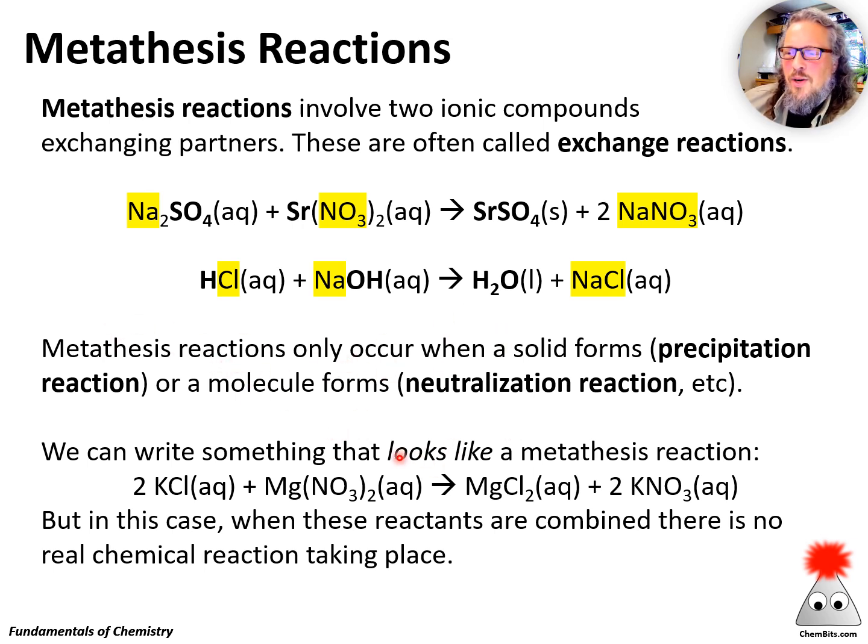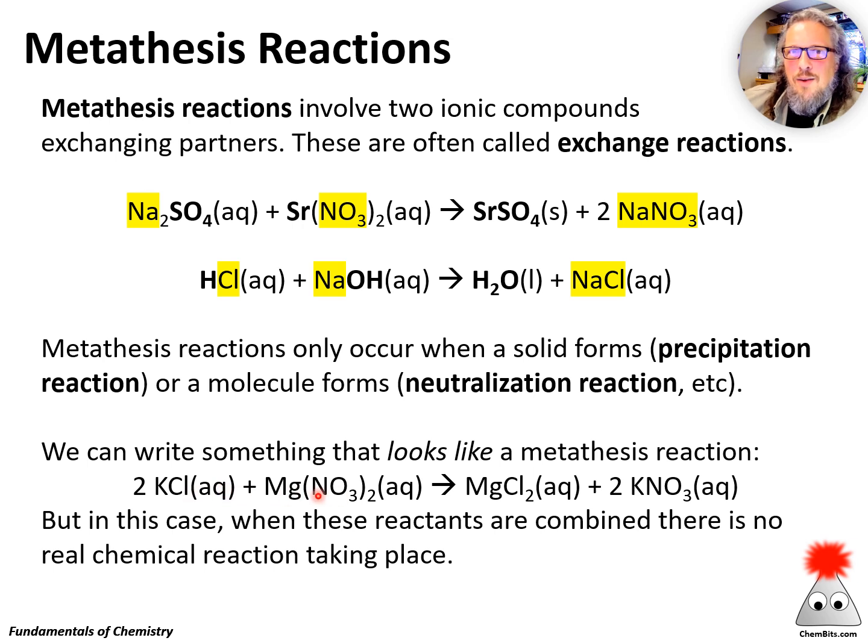What if we don't have any of these things happening? Well, again, we can write something that looks like a metathesis reaction. Potassium chloride, ionic compound. Magnesium nitrate, ionic compound. Let's swap partners and make magnesium chloride and potassium nitrate. Well, everything is still in aqueous solution. I haven't formed a precipitate. I haven't made a molecule. So even though I can write out this chemical equation, I can balance this chemical equation, there's no actual reaction happening when we put these together.